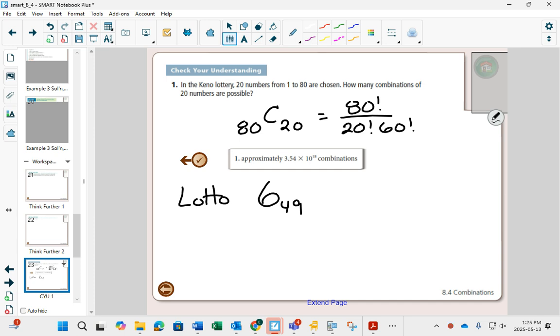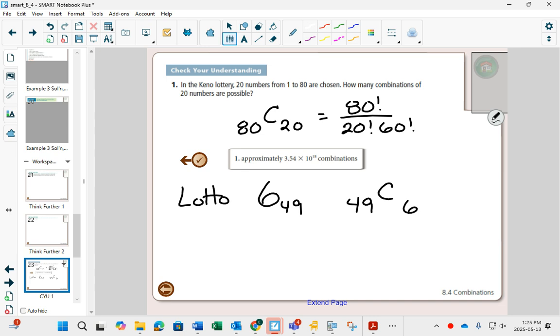Lotto 649 is very similar to the Keno lottery, but not as intense. In Lotto 649, there are 49 numbers, and you just have to choose 6 of them. If you choose all 6, the order doesn't matter, right? You win the grand prize. And sometimes they have advertisements like $35 million, $45 million. That's pretty exciting. So what we're going to find out right now is the number of different ones you could find is 49 choose 6.